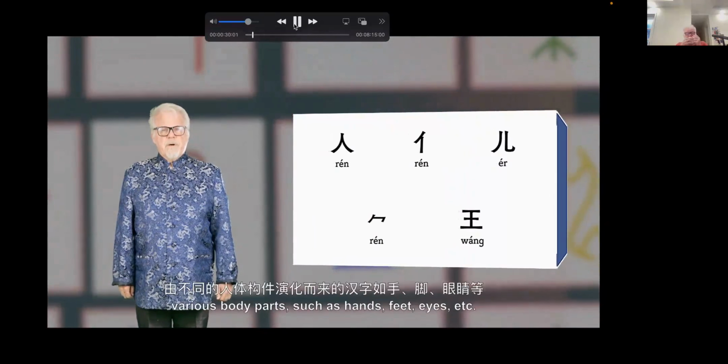Fu means debt, from a person on top, ren, and a cowrie, bei, on the bottom. This can be interpreted as a person who owes money.